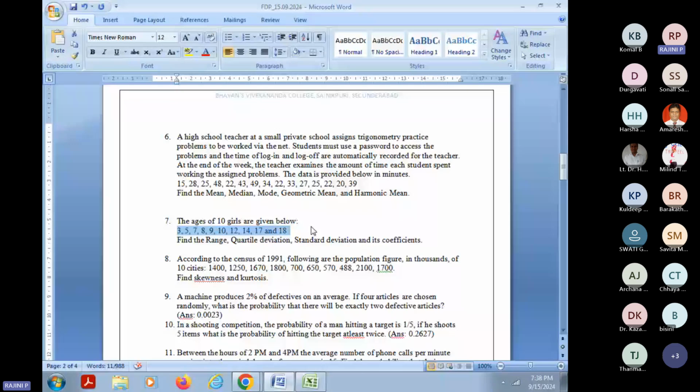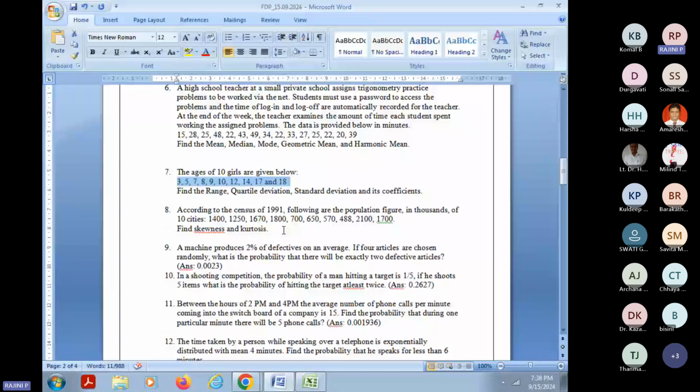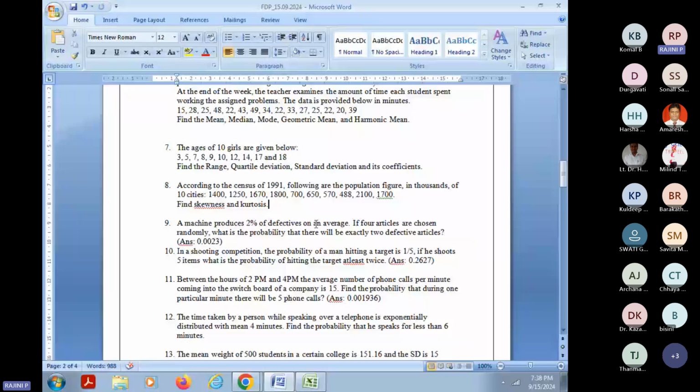And the next one, they are asking you to calculate skewness and kurtosis. I told you in the last class, skewness and kurtosis are mainly used to check whether the data follows normality or not, whether the data follows the normal distribution or not. For that we go for skewness and kurtosis. Okay, so here we have this data.